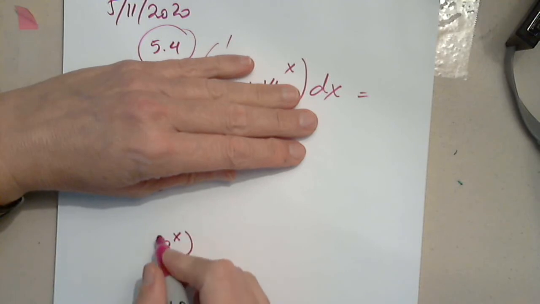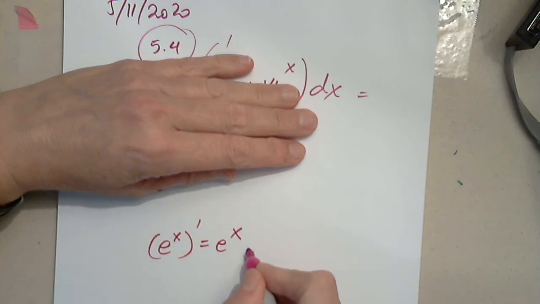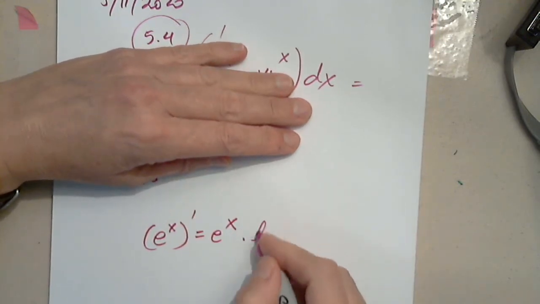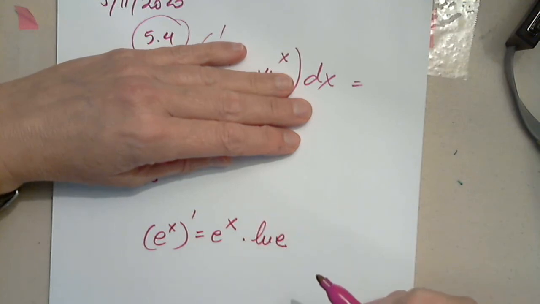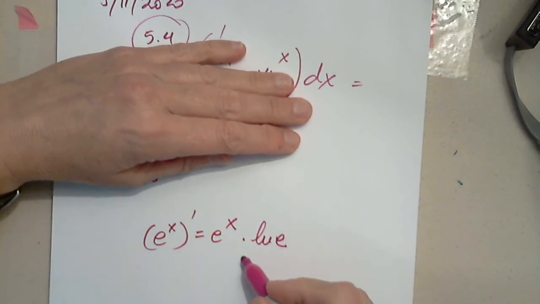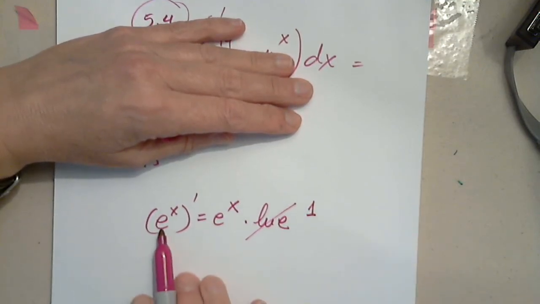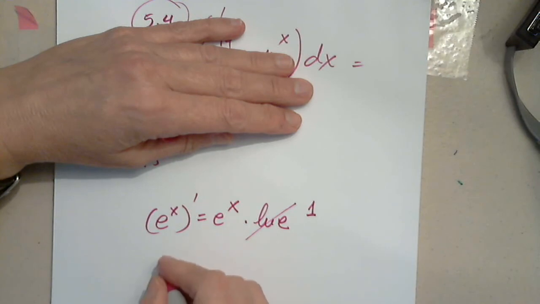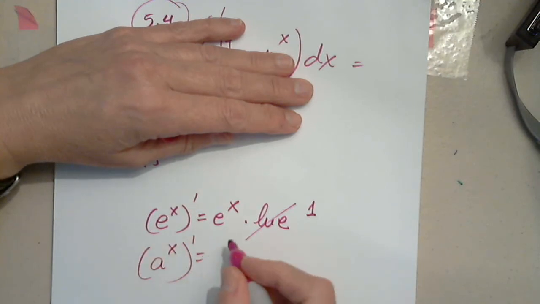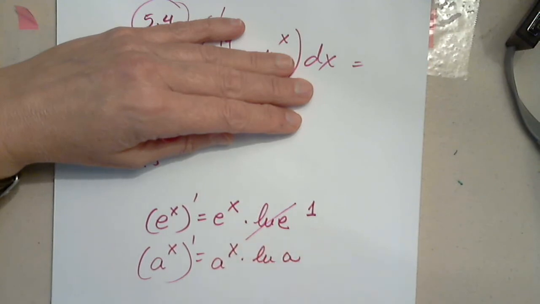When we differentiate e to the x, we get e to the x times natural log e. That's the correct answer, but we don't write this because it's 1. If it's any other number but e, a to the x, this has to follow. The derivative is a to the x times natural log a. This I cannot consider 1 because a is not e. Is that clear?